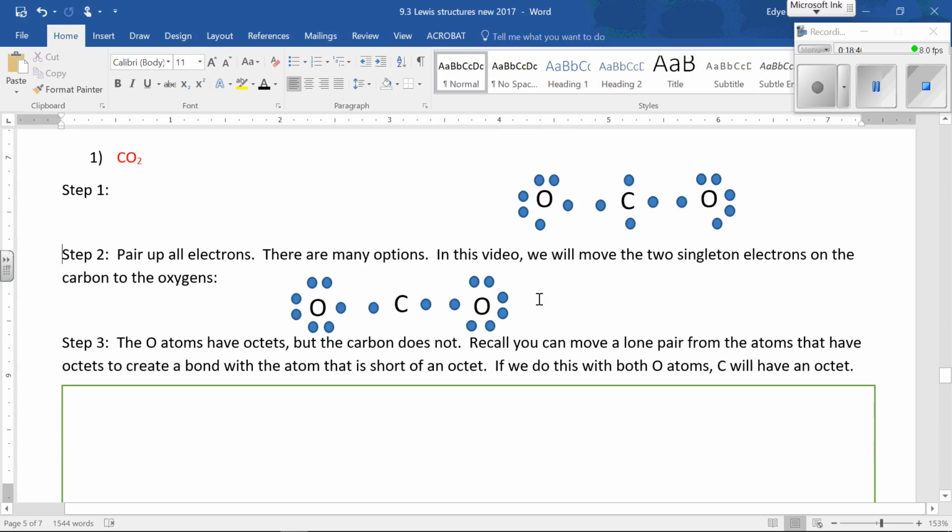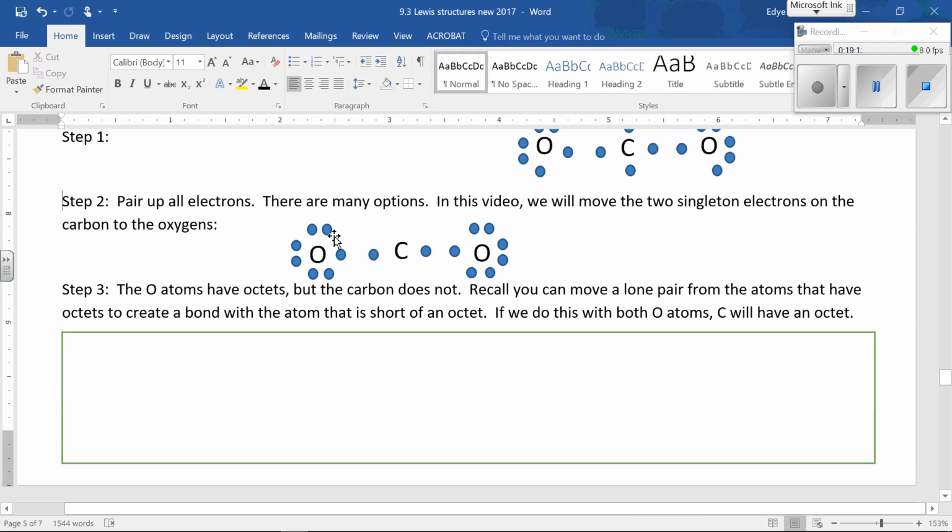Then we check for our octets. This oxygen appears to have an octet. This oxygen appears to have an octet, but the carbon only has 1, 2, 3, 4 electrons around it, and it needs 8. Remember how we get extra electrons when they don't seem to be anywhere? We take a lone pair and we turn it into a bond. So if I did that once, that would give this carbon only 6 total electrons. I could take another pair from this oxygen, put it down here, and now this carbon would have 8 total electrons. There are so many correct different ways to do this.